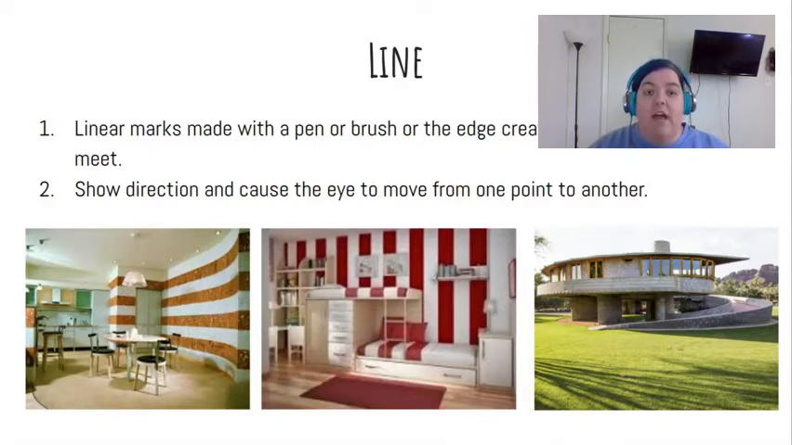So in the first picture on the left, you see that it's causing your eyes to move left to right. Picture in the middle, your eyes are moving up and down. Picture on the right, your eyes are having to follow the curve, follow the spiral of the building. Those are three different examples that we're going to look at in further detail.